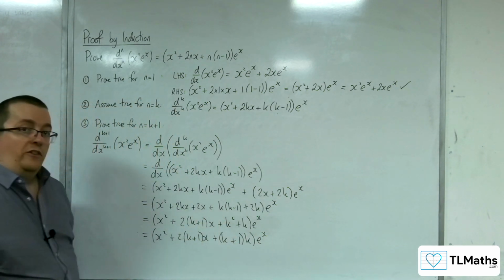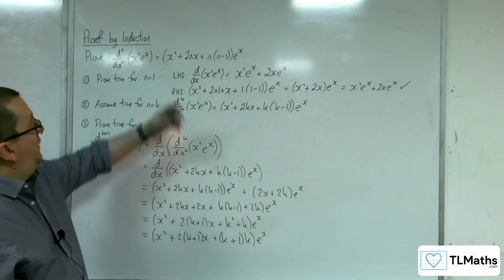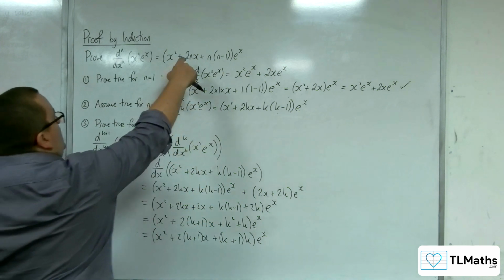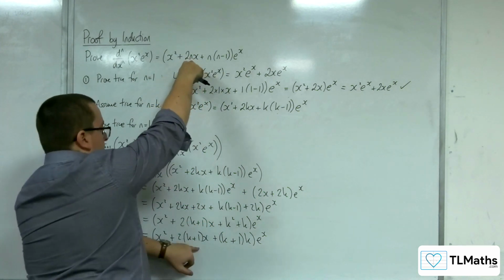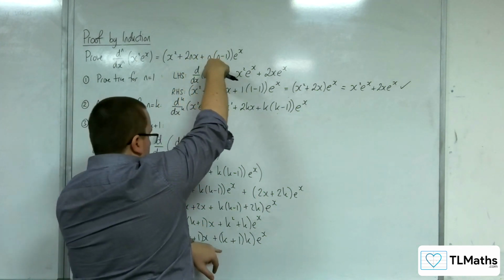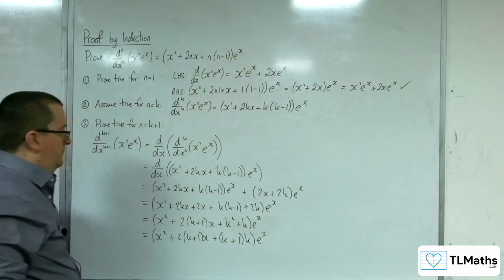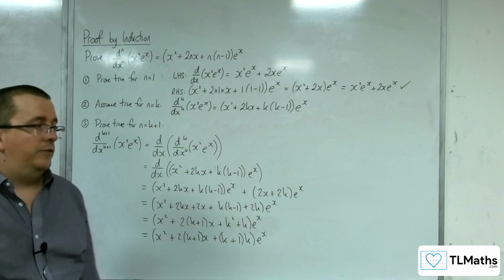And that's what I would expect to get with replacing each of those n's with k plus 1. So I get two lots of k plus 1 times x plus k plus 1 times k times e to the x. And so I've got to the answer that was required.